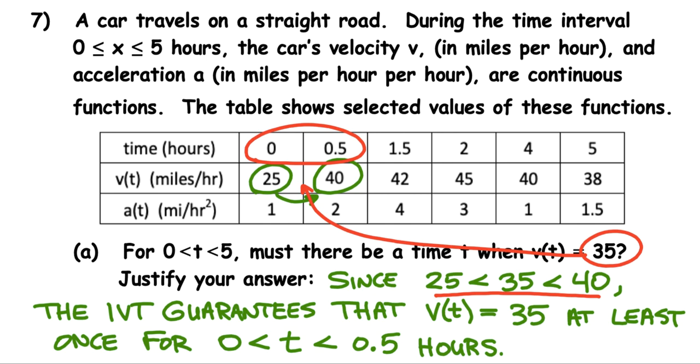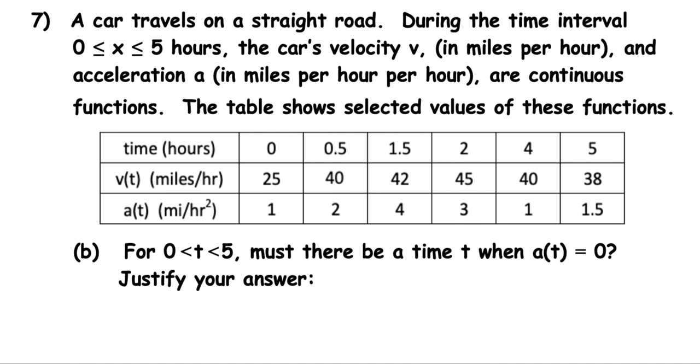You're good to go. Okay, part B of the same question says between 0 and 5 hours, must there be a time when the acceleration is 0? Justify your answer. At first glance, you're like, whoa, the acceleration's positive the whole time, so no. But how do you know the acceleration's positive the whole time? Just because those 6 numbers in the chart happen to be positive? Who's to say it doesn't go negative in between?